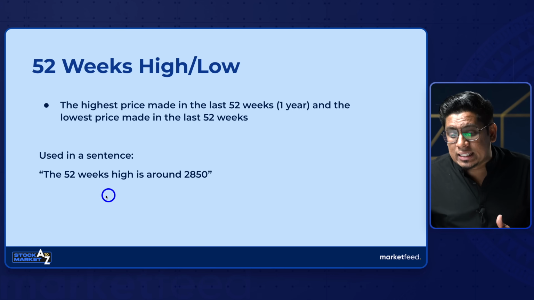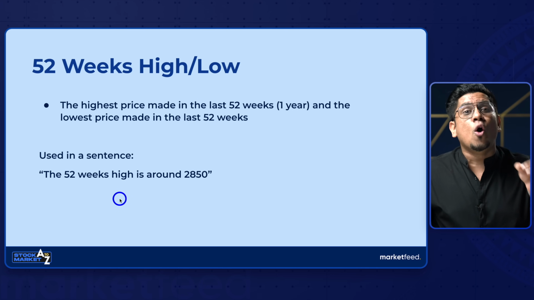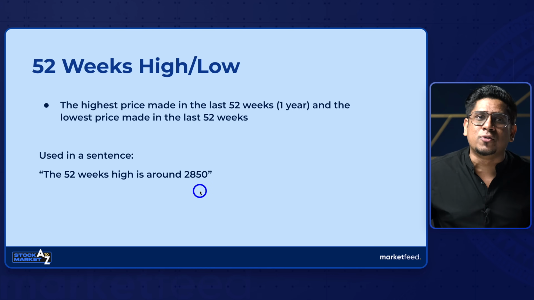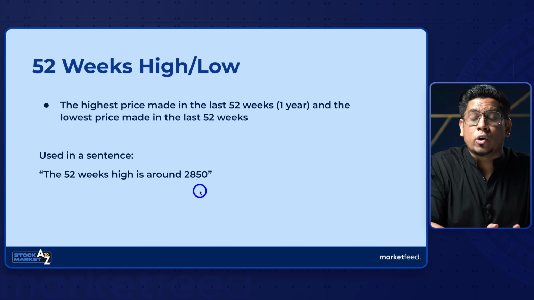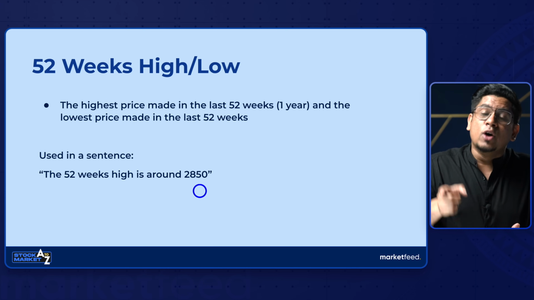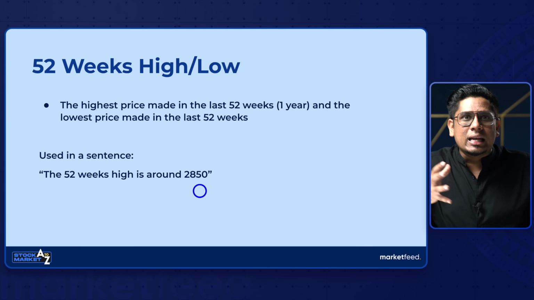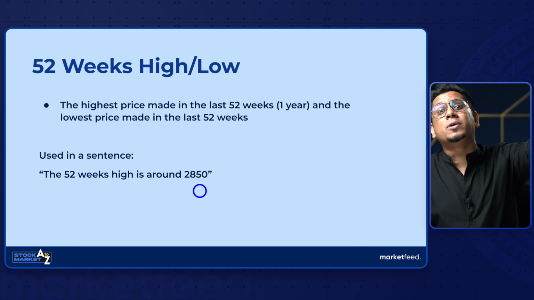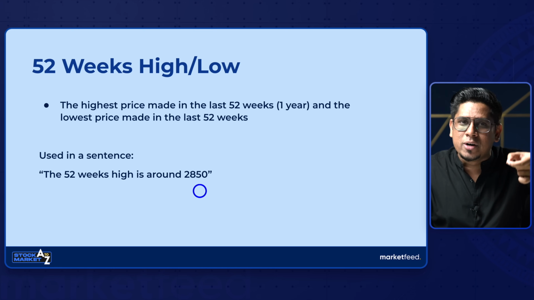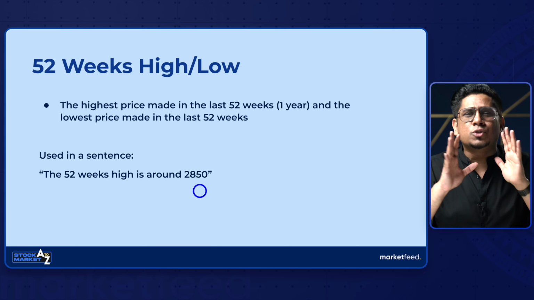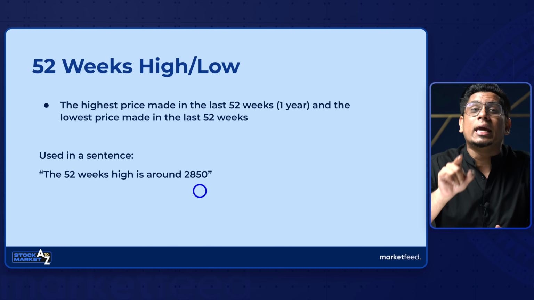Now used in a sentence here: the 52 weeks high of Reliance is around 2,850. So we know that Reliance is at around 2,500, 2,600 now. Now the 52 weeks high is 2,850. Now we know that in the last 1 year, Reliance had gone up till 2,850 and now it has come down to 2,500. So that is one piece of information that the 52 weeks high and low tells us.